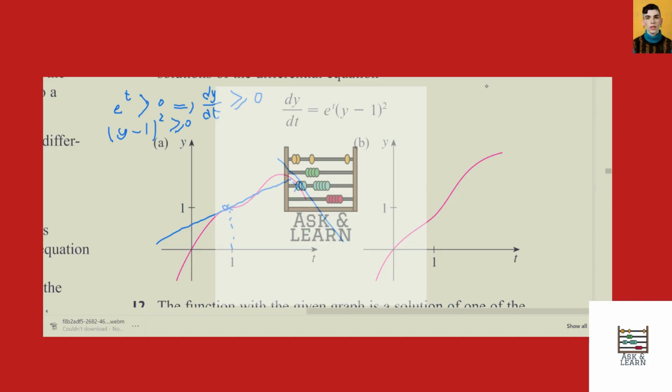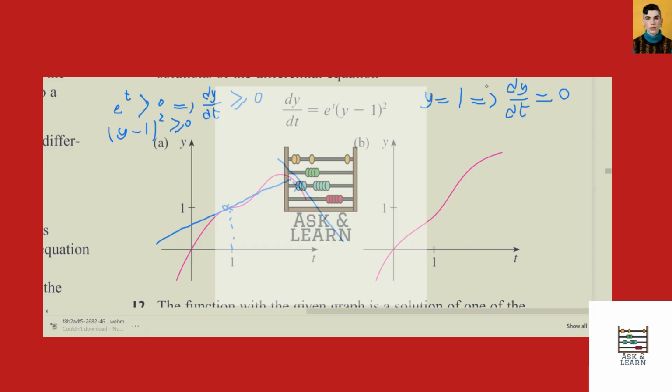Again, we return to the differential equation. Consider y equals 1. At this point, dy/dt, or the derivative of the function, equals 0. It means that if we have a graph of the function, the tangent line at y equals 1 and some point t should be a horizontal line.